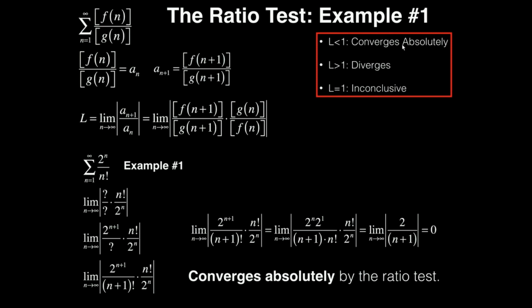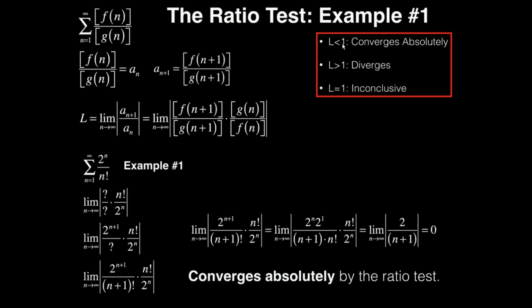So hopefully that made a little bit of sense. The nice thing about the ratio test is it's all about 1. If L is less than 1, it converges. If it's greater than 1, it diverges. In the rare case it's equal to 1, you have to use a different test.